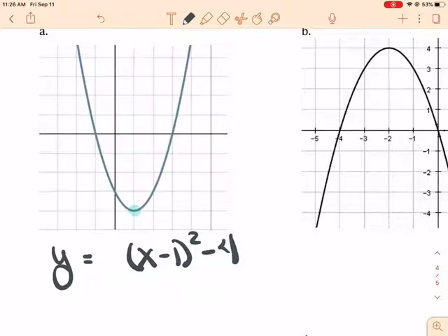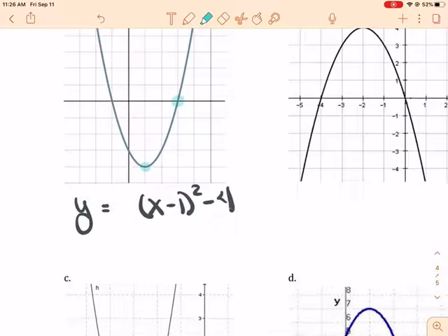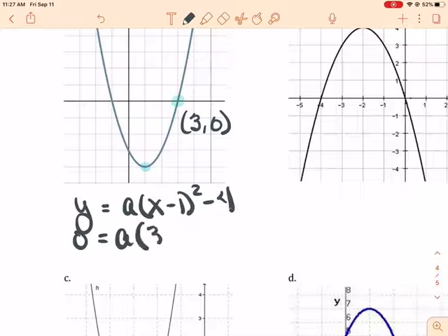So what we need to do is pick another point. I'm going to pick this guy. Again, I would want to pick something that's pretty easy, so I want to find something where it crosses the x-axis. So that's 3, 0. I'm going to put 0 in for y, 3 in for x, and I'm going to solve for a. So 0 equals a times 3 minus 1 quantity squared minus 4.